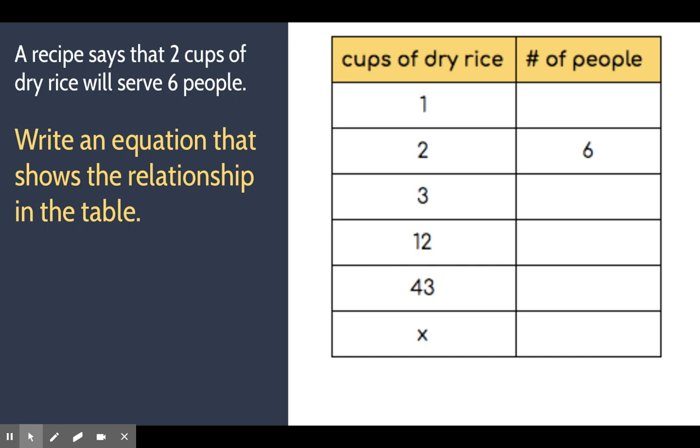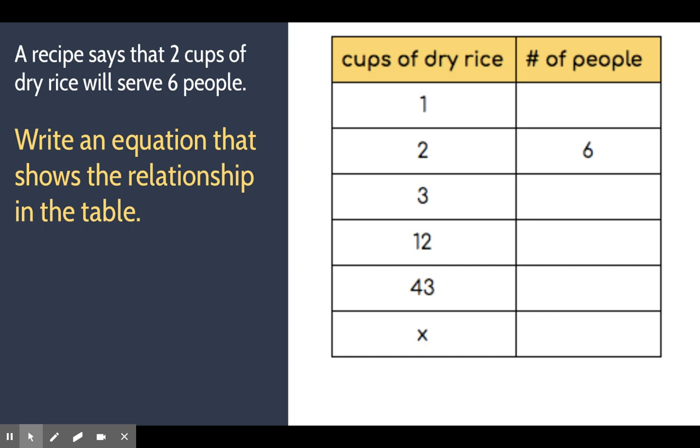Now, the problem says to write an equation that shows the relationship in the table. So earlier we said that we're going to write the equation in the form y equals kx. Now, k is just going to represent the constant of proportionality or the unit rate. And we just figured out that the unit rate was 3 because we're multiplying everything by 3. So the equation that you were coming up with should have been y equals 3x. We wanted to write an equation of the form y equals kx, so the equation is going to be y equals 3x.